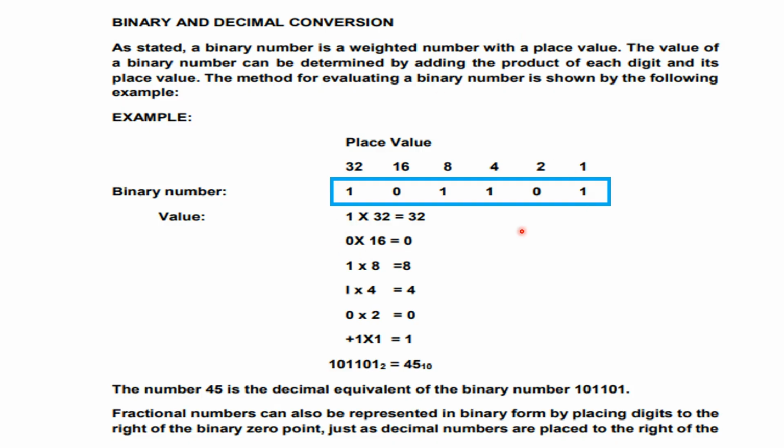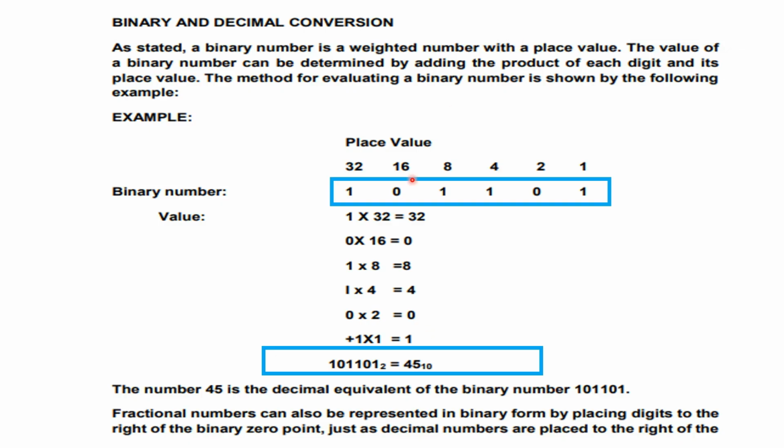Like for example, this one, 1. So this is the binary number. So 1 times 32, it's equals to 32. This one, 0 times 16 equals 0. 1 times 8 is 8. This one, 1 times 4 is 4. Then this one, 0 times 2 is equals 0. Then the last is 1 times 1 is equals to 1.